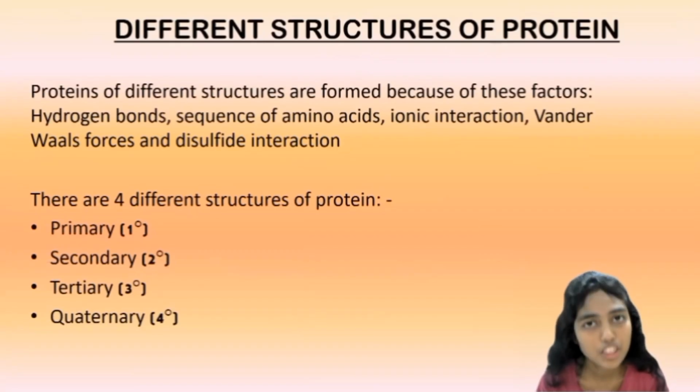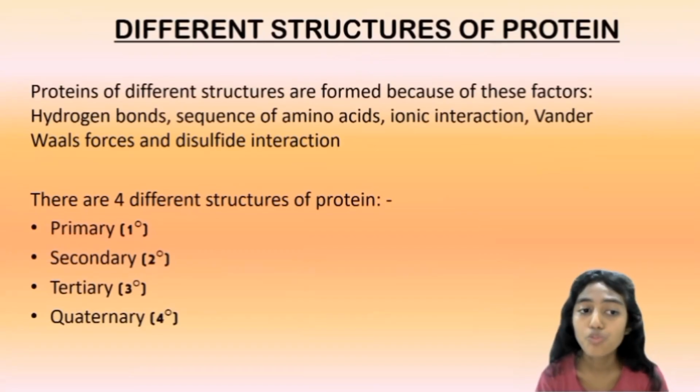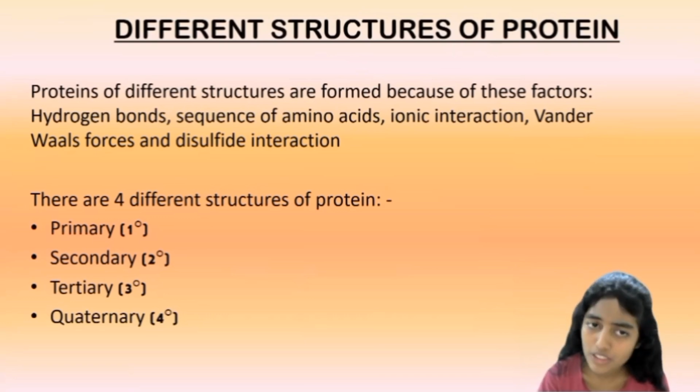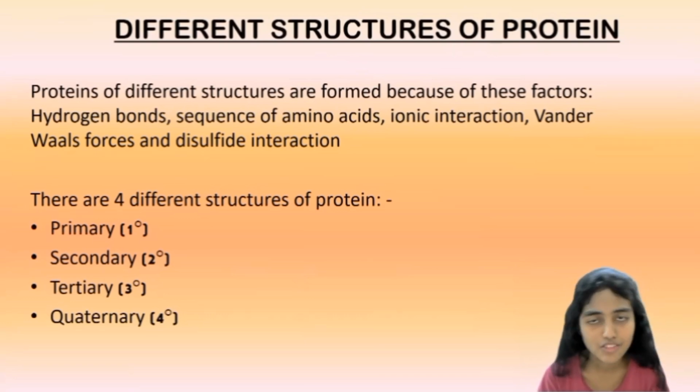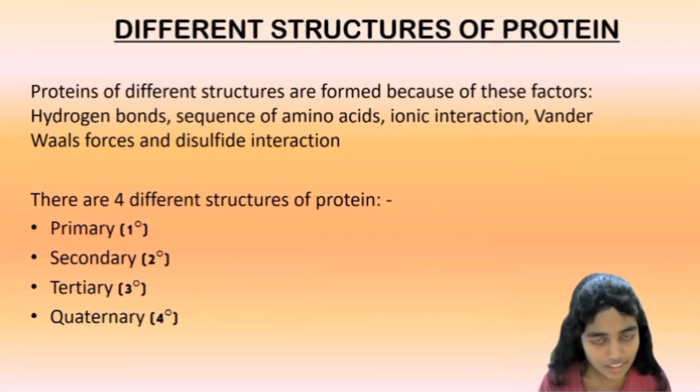Now let's understand the different structures of protein. There are in all 4 different structures of protein which arise due to the ionic interactions, van der Waals forces, hydrogen bonds, sequences of amino acids, and disulfide interactions in the proteins which contain sulfur. So primary, secondary, tertiary, quaternary, as we discussed earlier.